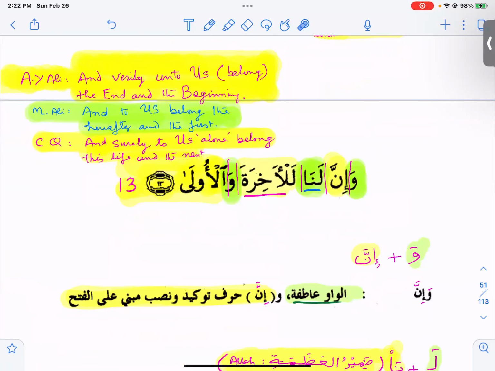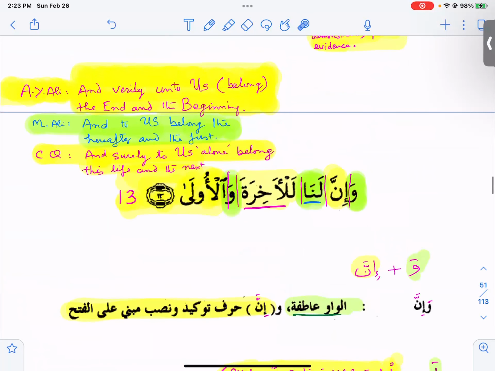Alhamdulillah. Wa inna lana lal akhiratu wal ula. So now again we come to inna. Where will be the khabar of inna, lana? Wal akhirata has to be ismu inna. Wal ula will be matufun ala this, inshallah. Abdullah Yusuf Ali: and verily unto us belongs the end and the beginning. The end and the beginning belong to Allah. Pickthall: and to us belong the hereafter and the first life. This is the life here and the life hereafter. Clear Quran: and surely to us alone belong this life and the next, al-Akhirah.